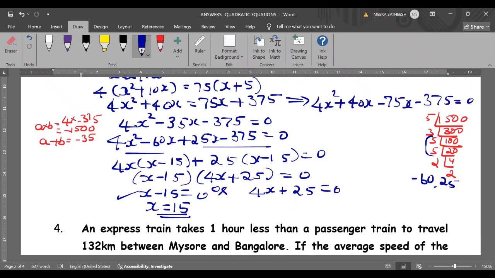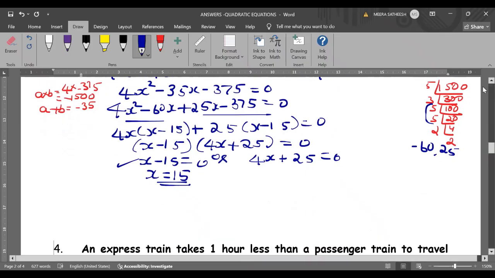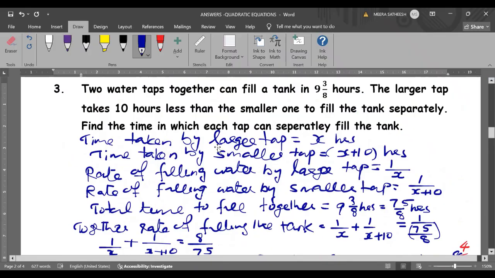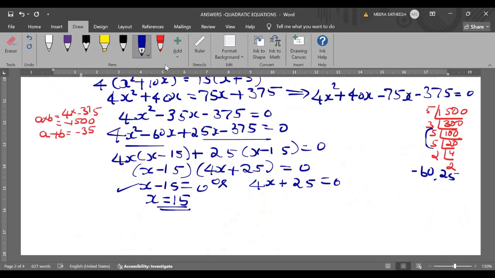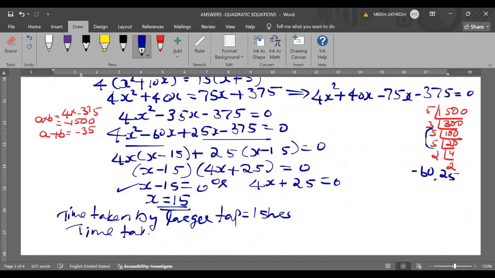That's all. So which one have we taken as x? Time taken by the larger tap is x, smaller is x plus 10. So let us conclude. So we can write, time taken by larger tap is 15 hours, and time taken by smaller tap is equal to 15 plus 10, 25 hours. That's all.